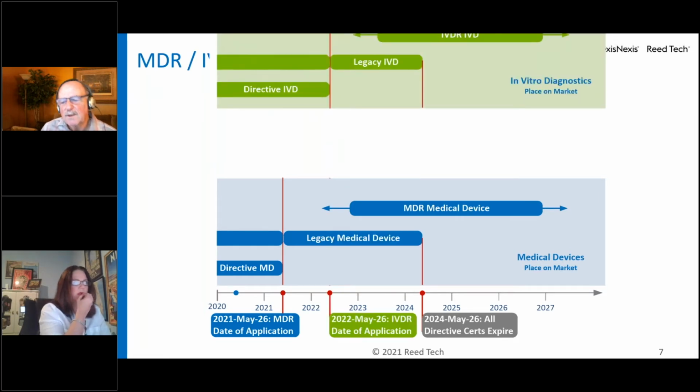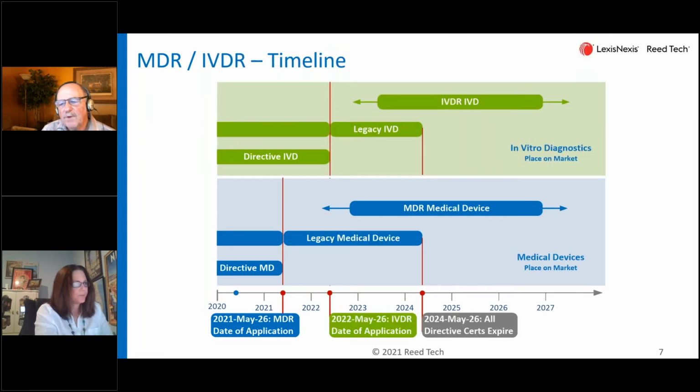There is a similar pattern of three buckets, like a parallel universe, if you will, for in vitro diagnostics. The subtle difference in the timeline is that the date of application is one year later. So the directive IVDs go out to May of 2022, and then there's this two-year window for a legacy IVD, and then obviously you can have your in vitro diagnostic meet the In Vitro Diagnostic Regulation. So that's the timeline for this particular slide.